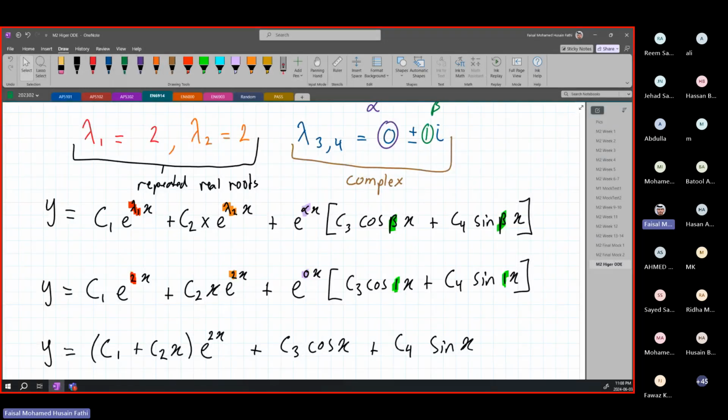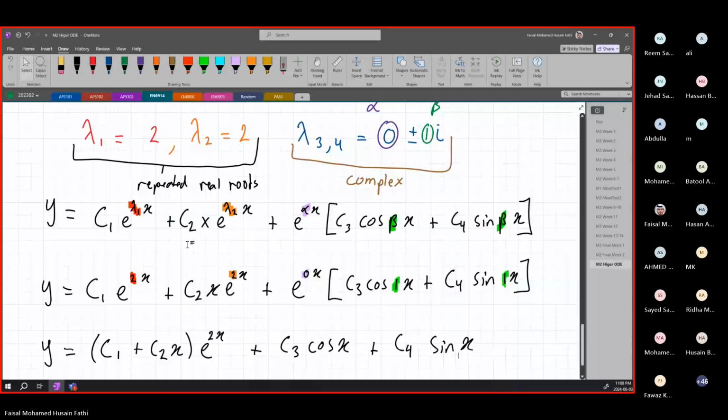What if we had C1, 2, C2, 1? In this case, what should we do? Will they be repeated? No, they are not. If C2 is equal to, do you mean C2, or lambda 1 and lambda 2? Are you talking about C2, C1 or lambda 1, lambda 2?